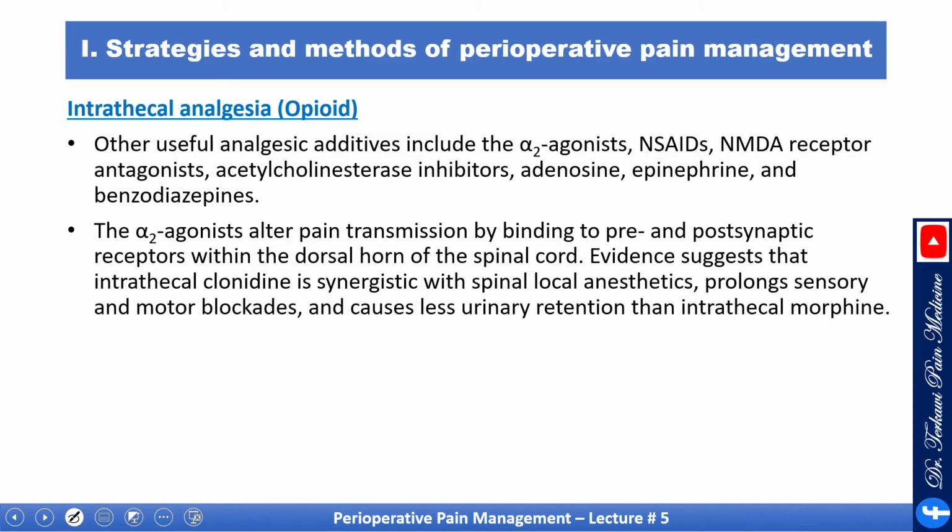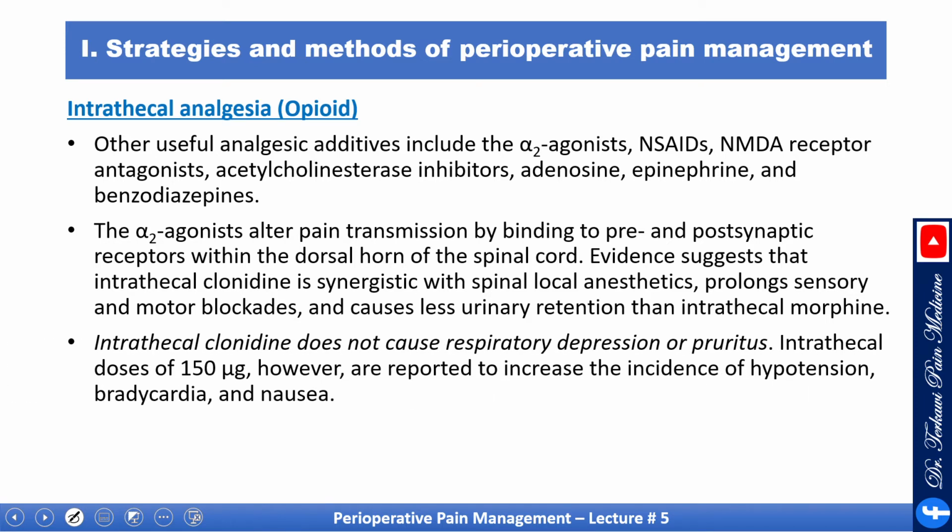Alpha-2 agonists alter pain transmission by binding to pre- and postsynaptic receptors within the dorsal horn of the spinal cord. Evidence suggests that intrathecal clonidine is synergistic with spinal local anesthetic, prolongs sensory and motor blockade, and causes less urinary retention than intrathecal morphine. Intrathecal clonidine does not cause respiratory depression or pruritus. Intrathecal doses of 150 mcg are reported to increase the incidence of hypotension, bradycardia, and nausea.